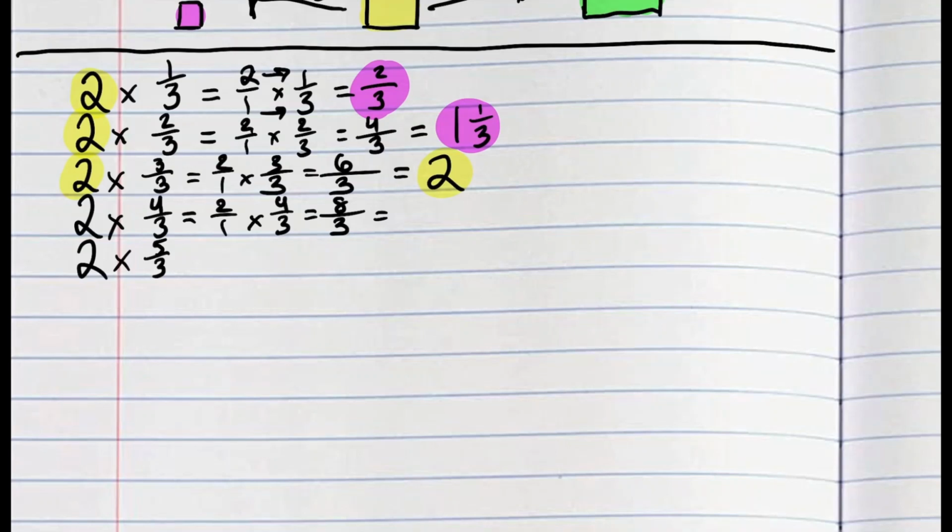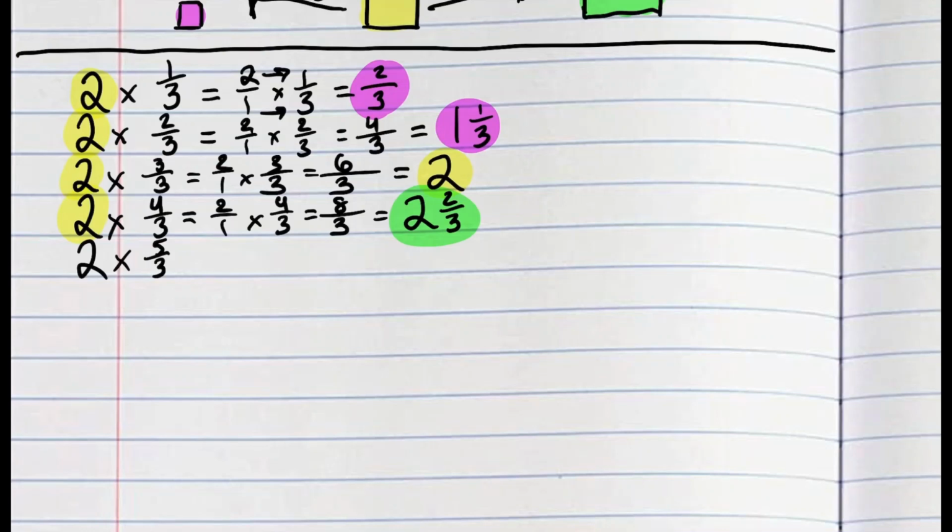If I do 8 divided by 3, that gives me 2. And I have 2 left over, and they're thirds. 2 and 2/3. Well, interesting. Now I started with 2, but when I finished multiplying, I ended up with 2 and 2/3. I actually ended up at a bigger number than I started out.